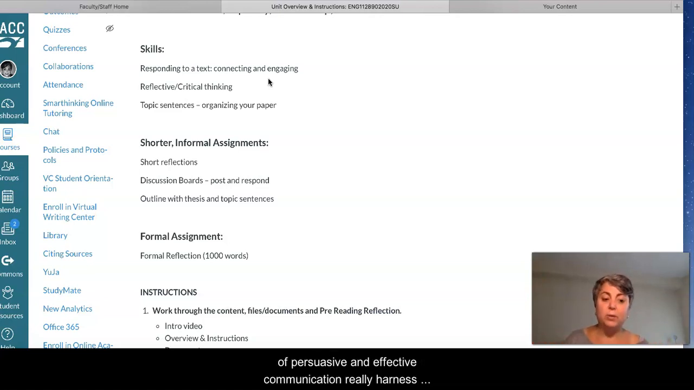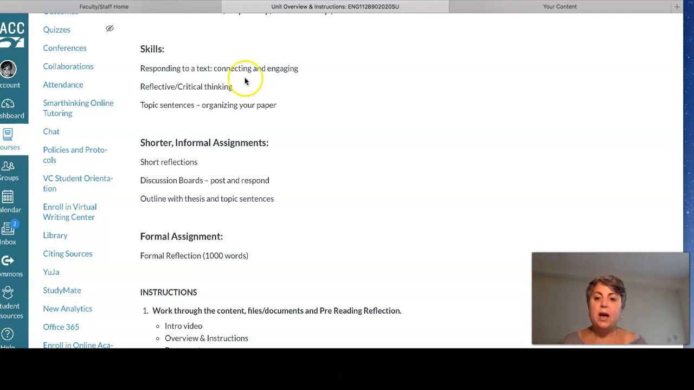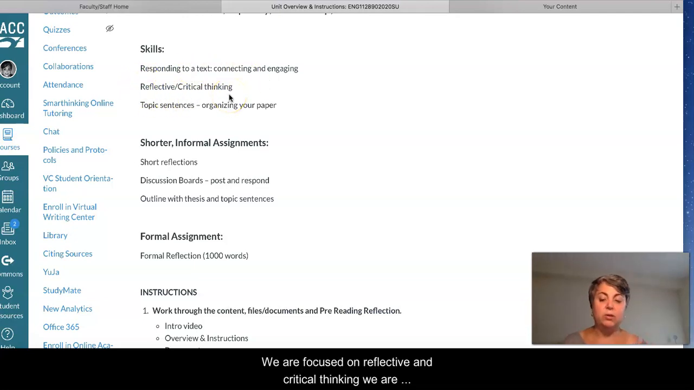How is rhetoric, the art of persuasive and effective communication, really harnessed and utilized by our authors to share their message? So you're looking at the how and the composition of the text, but you're also responding and reacting to the text on a personal level. These speeches are very much written and designed to elicit a personal response. So they really call out for a personal response. We are focused on reflective and critical thinking.